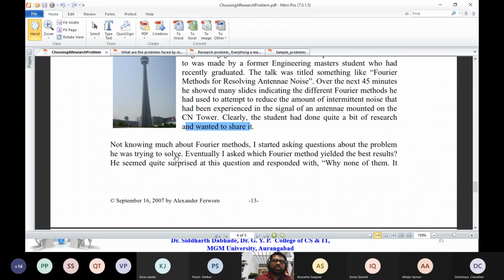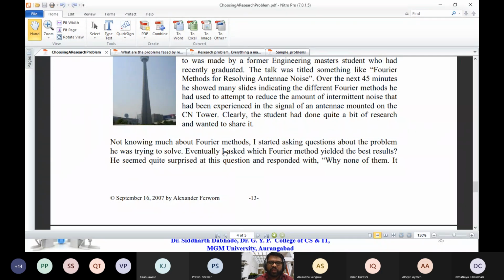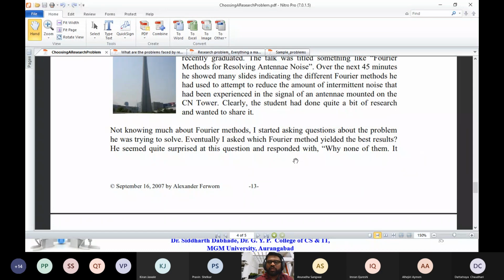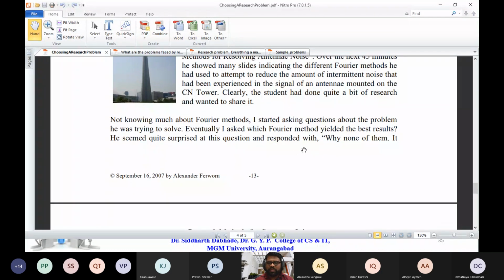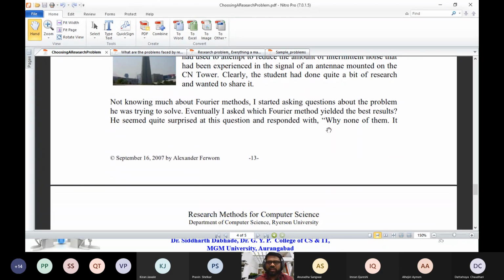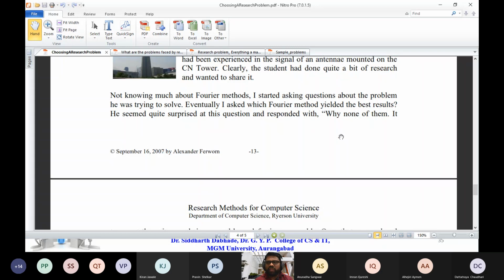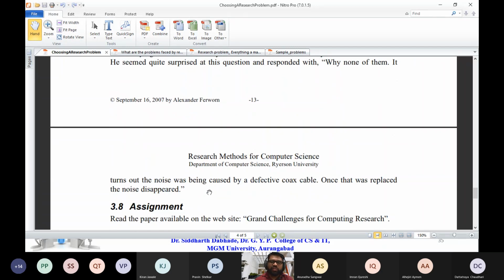Not knowing much about Fourier methods, I started asking questions about the problem he was trying to solve. Eventually, I asked which Fourier method yielded the best results. He seemed quite surprised at this question and responded, why, none of them. The supervisor or examiner then asked, why none of them? It turns out the noise was being caused by a defective coax cable. Once that was replaced, the noise was gone.